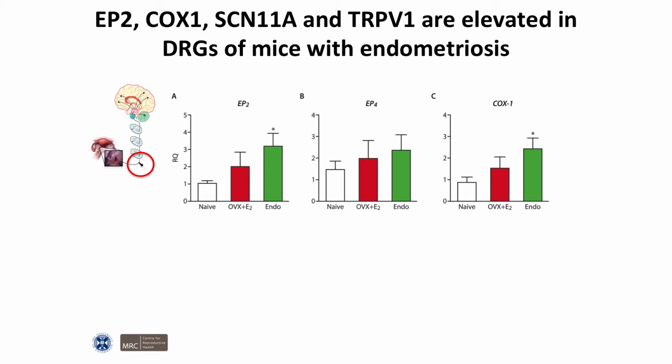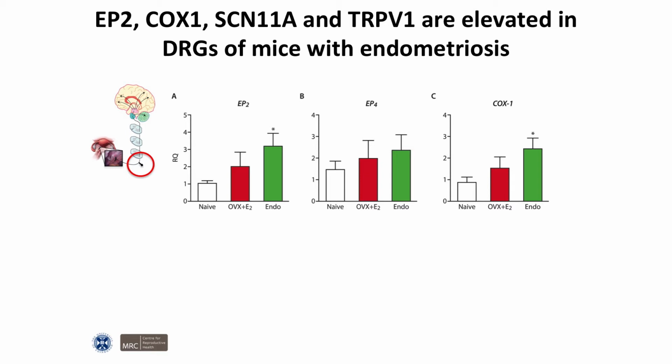Okay, so we were able to show that mice with endometriosis had secondary hyperalgesia. So this is indicative of a central component to their pain. So we hypothesised that there may be changes in the central nervous system that could be causing this secondary hyperalgesia. And to explore this, we looked at the dorsal root ganglia of mice with endometriosis. So this is where the cell nuclei of the nerves that innervate endometriosis lesions are.